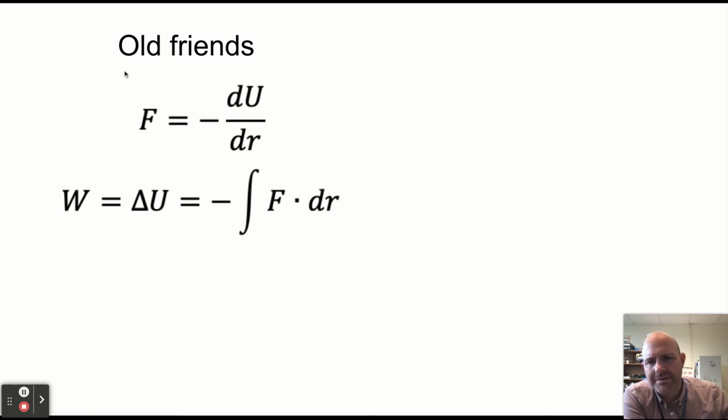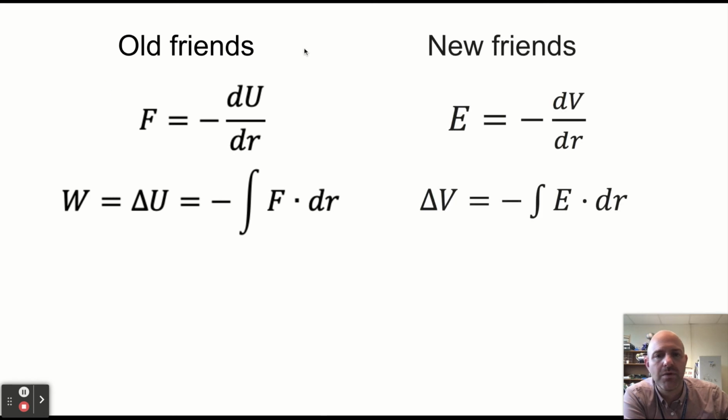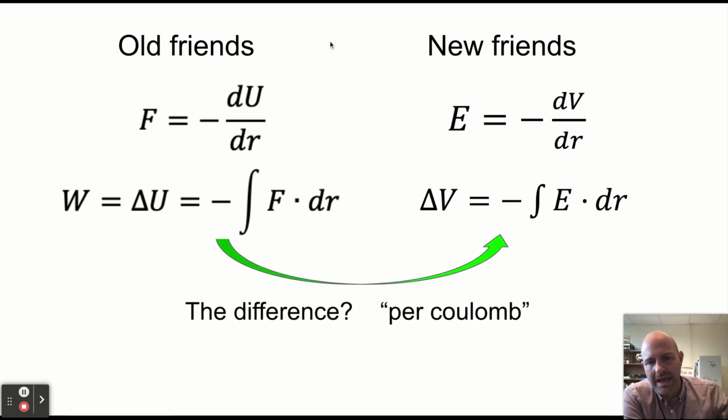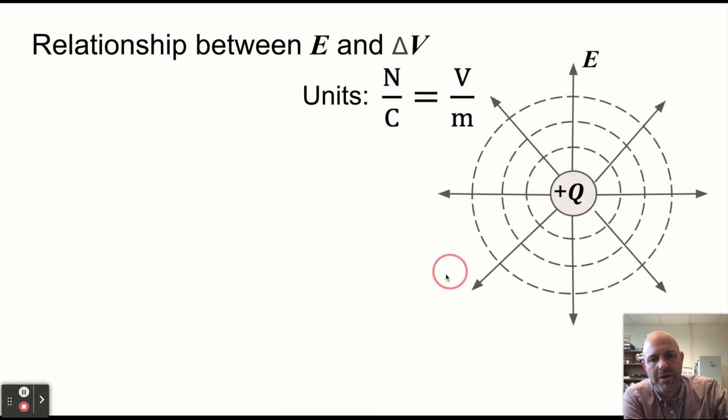So our old friends, the relationship between work or stored potential energy and force, and our new friends, which is the relationship between electric field and potential. This ends up being a really useful thing, especially since potential, or potential difference, is the thing we can just measure with a voltmeter. Electric field is not a thing we know how to measure, but now we can figure it out from something we can measure. The only real difference between these two sets of equations is that one is force and energy. The other one is force per coulomb and energy per coulomb.